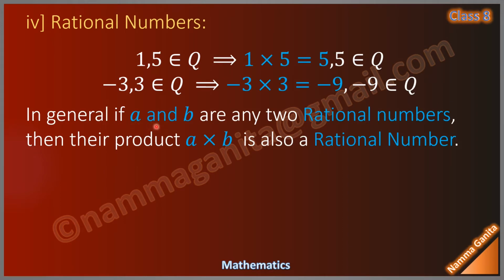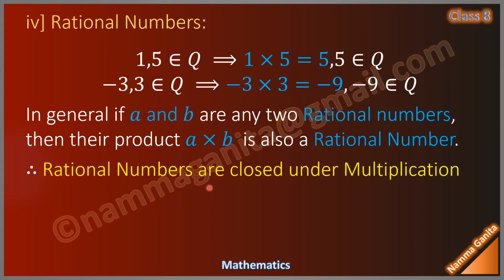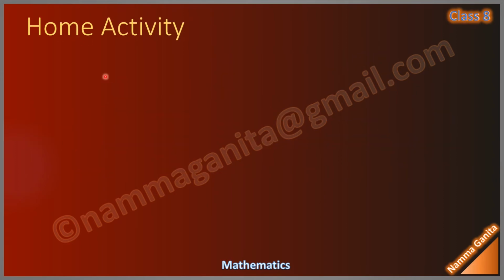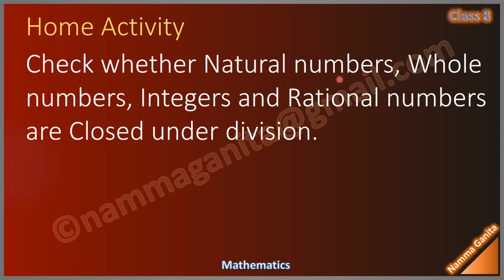In general, if a and b are any two rational numbers, then their product a into b is also a rational number. Therefore, rational numbers are closed under multiplication. Home activity. Check whether natural numbers, whole numbers, integers and rational numbers are closed under division.